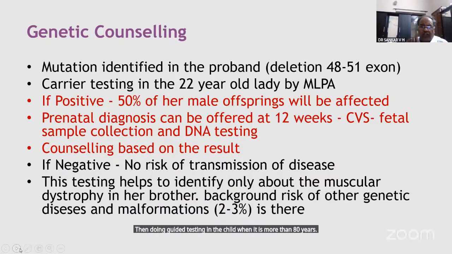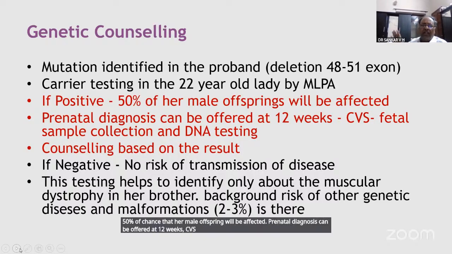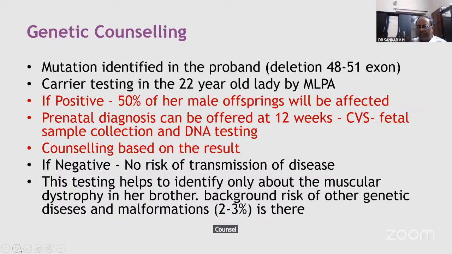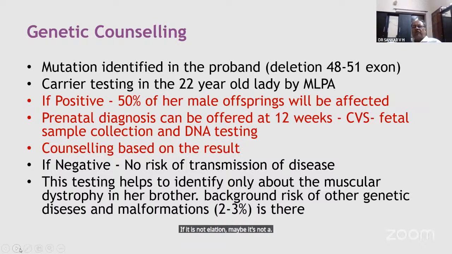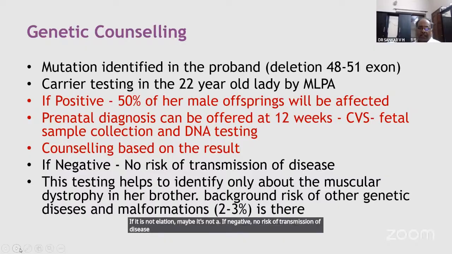And if she is positive, 50% of her male offspring will be affected. Prenatal diagnosis can be offered at 12 weeks, with CVS sample collection and DNA testing, and counseling based on the result. Just like we told previously, if the deletion is there, the baby is affected. If it is not there, the baby is not affected. If negative, there is no risk of transmission of the disease, so we don't have to do prenatal diagnosis.